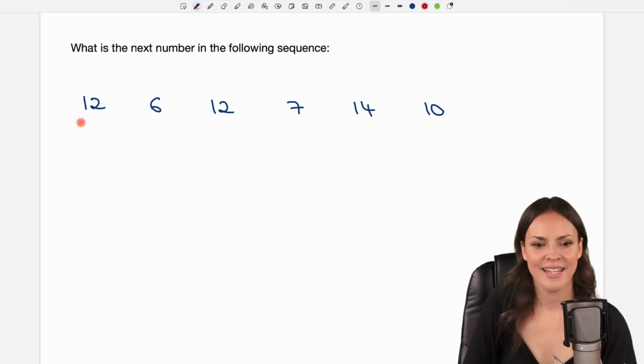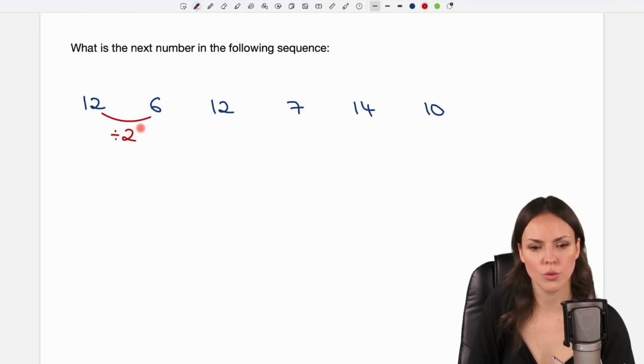Number 3. Okay, we check multiplication and division first. This time we can divide the 12 by 2 to get to the 6. Here we can multiply by 2.